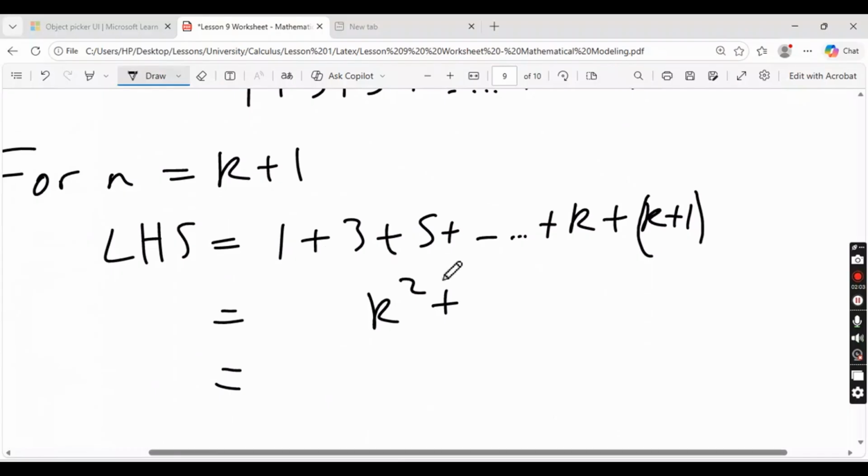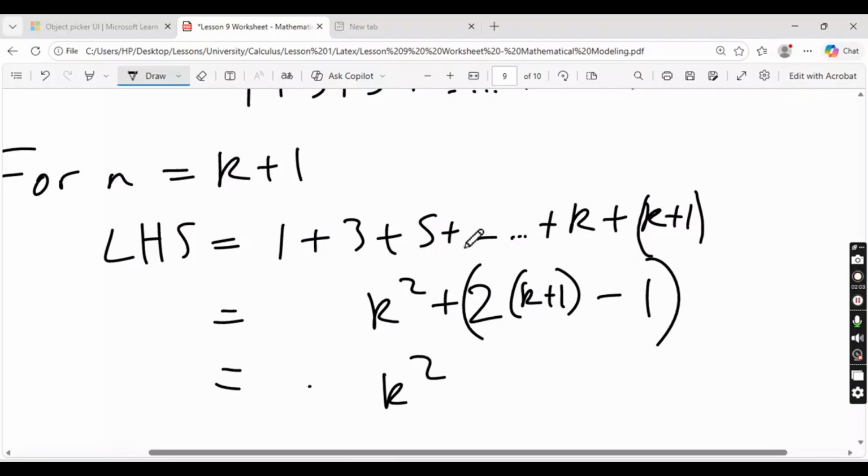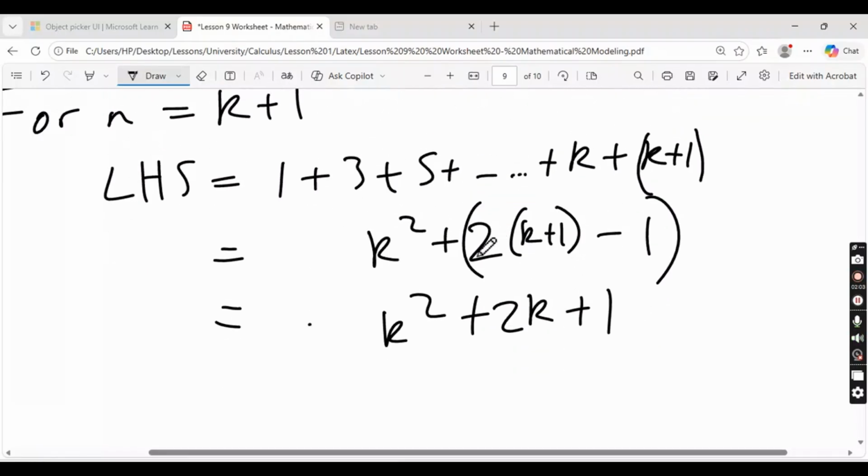So 2k plus 1 minus 1. Okay, so we have k squared. What do we get inside? k squared plus 2k plus 2 minus 1, which is equal to k squared plus 2k plus 1. Okay, now we reach here. Can we factorize this? Yes. What do we get to factorize?